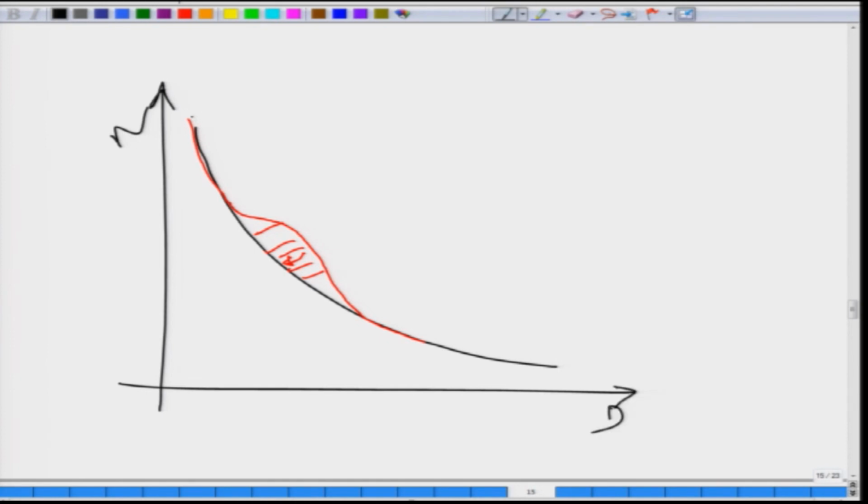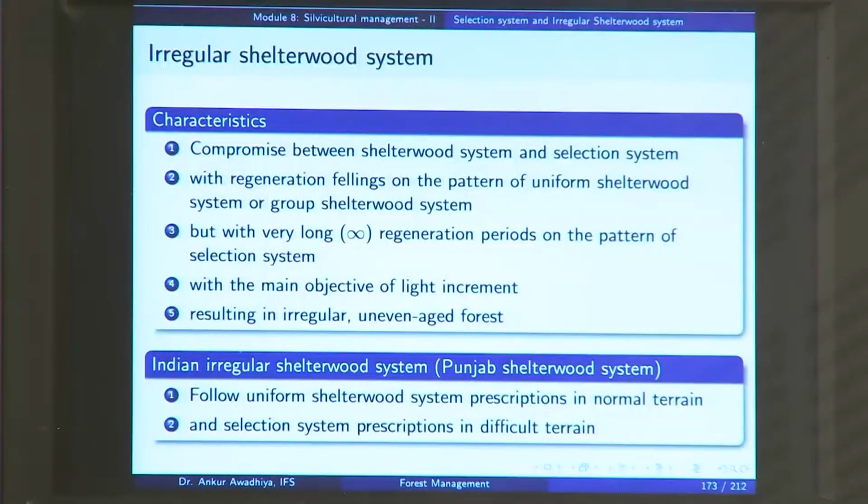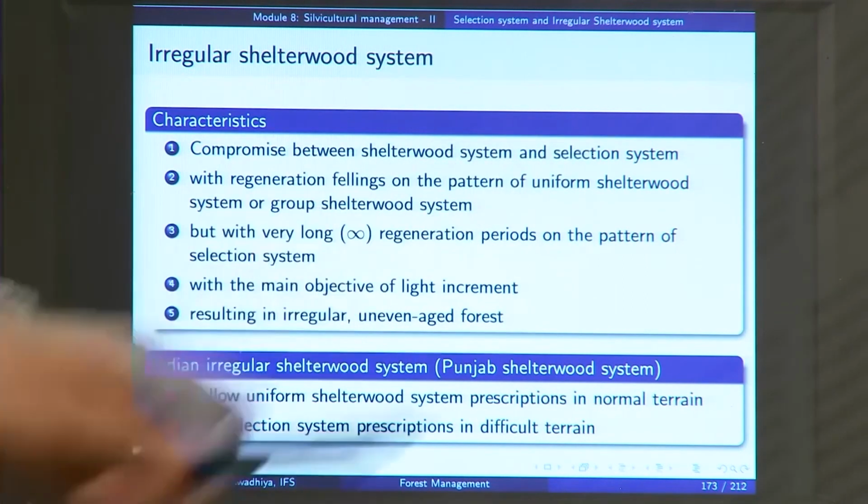You will let your forest show this irregular nature, and you will manage it in such a way that this irregular curve is not just preserved, but it is also propagated for perpetuity. So, how do you do that? So, first of all, let us have a look at the characteristics of this system. This is a compromise between a Shelterwood system and a selection system.